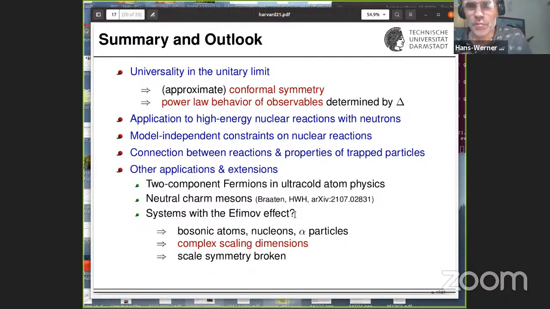I guess it breaks scale invariance, that's true. I would consider that as an external parameter that you introduce to break this. Does it have conformal symmetry? I think strictly it doesn't have conformal symmetry.